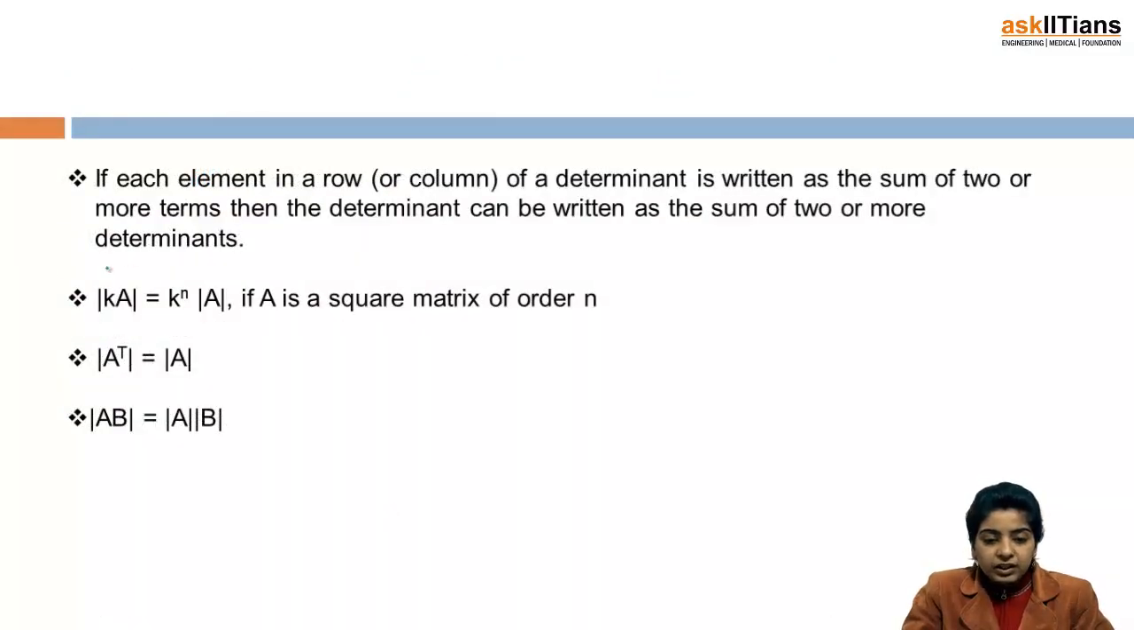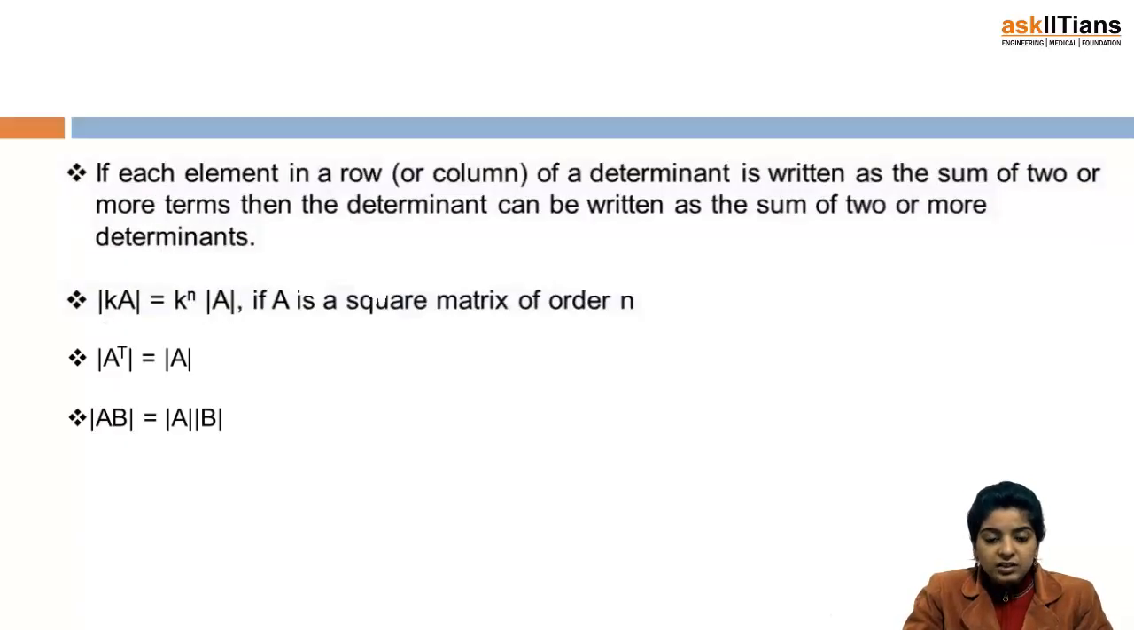Next property says, if each element in a row or column of a determinant is written as the sum of two or more terms, then the determinant can be written as the sum of two or more determinants. Determinant of kA is equal to k raised to n determinant A if A is a square matrix of order n. If we have a determinant where A is multiplied by the scalar k, then you can write it as k raised to the power of the order of matrix A. If A is an n by n matrix, then it will become k raised to n determinant of A.